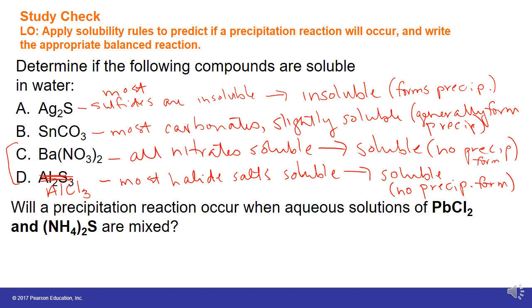All right, so let's practice here determining if there is a precipitate when we're taking a look at a chemical reaction. So will a precipitation reaction occur when aqueous solutions of lead 2 chloride and ammonium sulfide are mixed? First, we have to write out our chemical reaction.